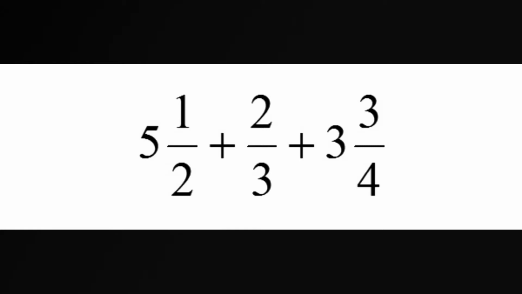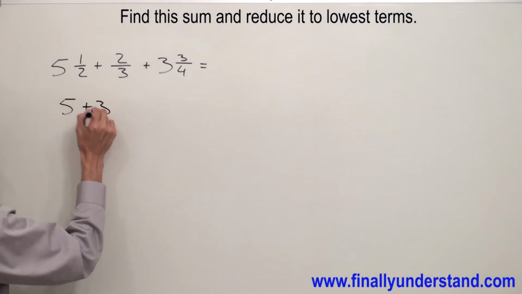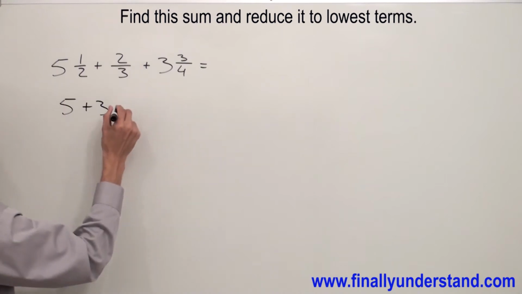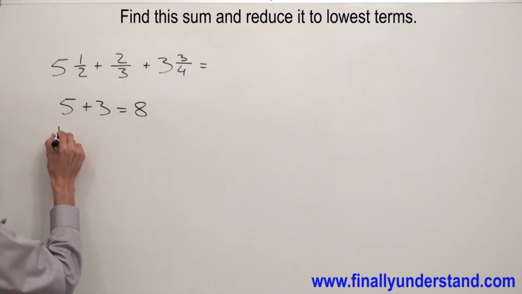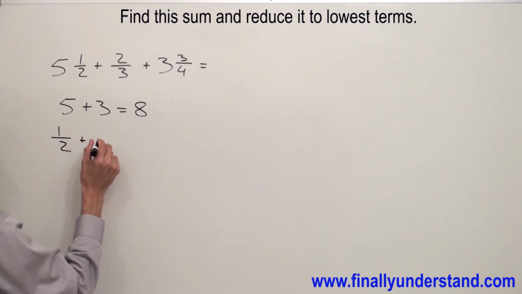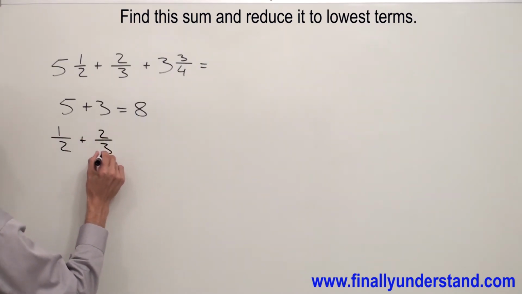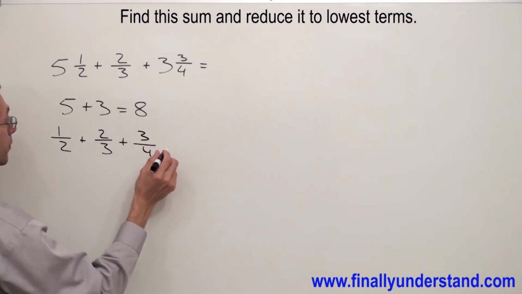This time we are going to use exactly the same method which we used before. We are going to add the whole numbers first. I have 5 plus 3. 5 plus 3 equals 8. Next, I have to add fractions. I have 1 over 2 plus 2 over 3 plus 3 over 4.